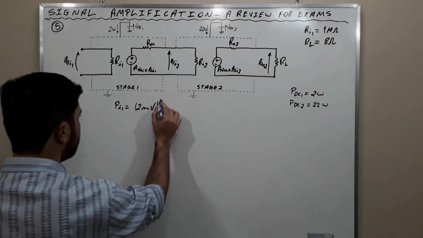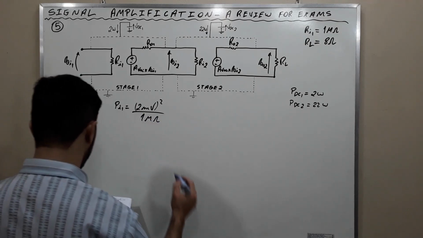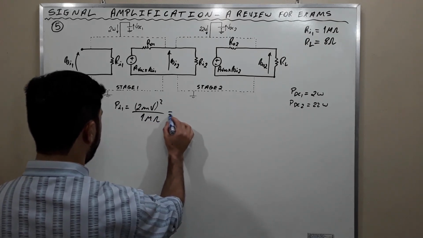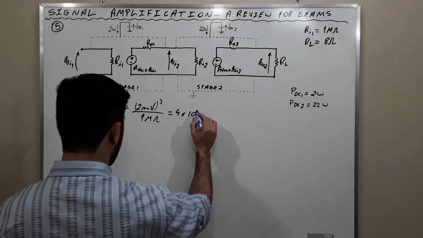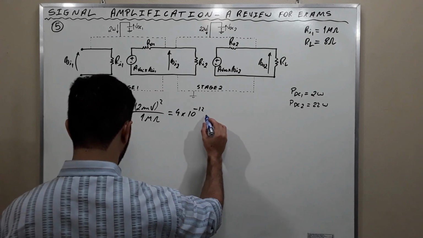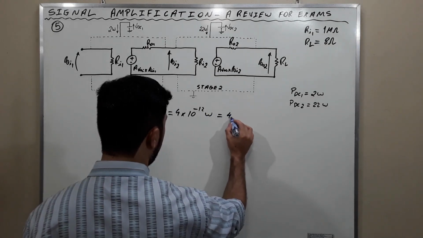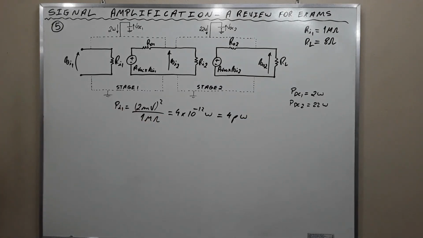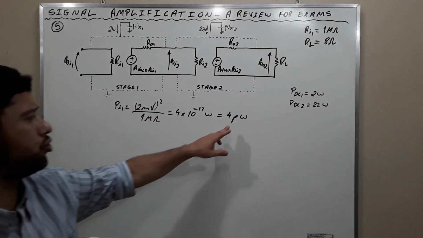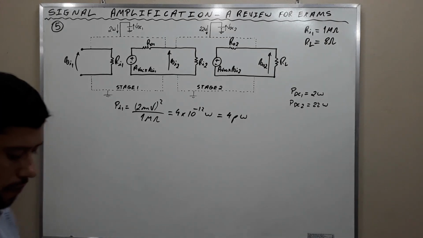Squared, divided by 1 mega ohm. And this is equal to 4 times 10 to the negative 12 watts, which is equal to 4 picowatts. A very, very extremely weak signal in power.